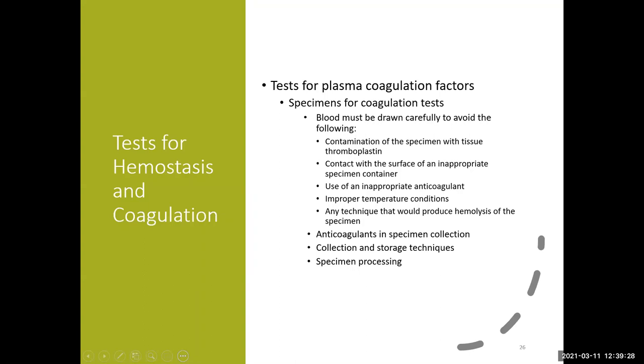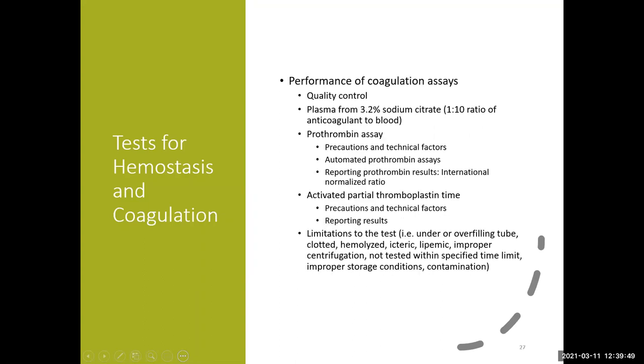The inappropriate ratio for your PT tubes: if you draw not enough or you overfill a tube, that can also affect it. Improper storage, improper specimen processing, not spinning the tube down at an appropriate time, things like that can affect your sample quality. So you're using a sodium citrate tube for your coag test with a 1:10 ratio. Those tubes come pre-filled with the sodium citrate. This is something that's going to be hounded into you throughout your career, throughout school, about that ratio. If that ratio is off, if that tube is not properly filled, it will affect those results because you're having too much or too little of that anticoagulant in that tube.